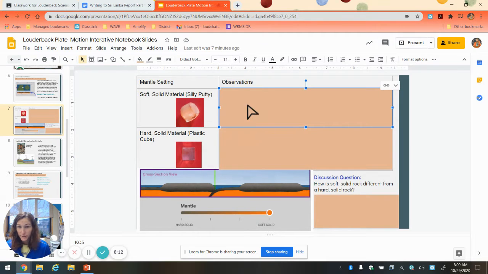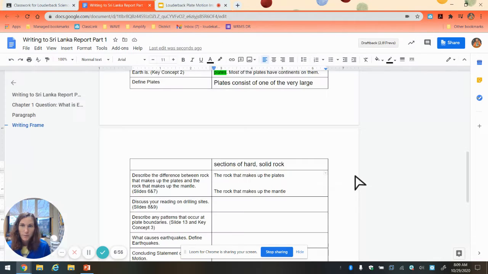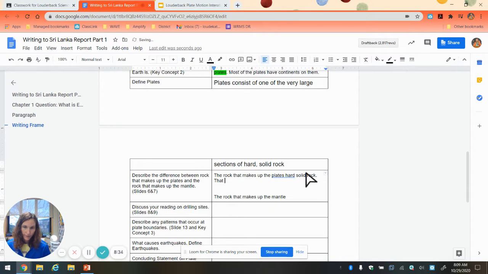Okay, so I intentionally did not write my observations because I want you to use your own observations from this lab. So basically, you just need to make sure that you have some sort of sentence stating that the rock that makes up the plates is hard, solid rock that consists of, and then this is where your observations come in, okay? So you need to type in your observations, all right? And then you have your next sentence.